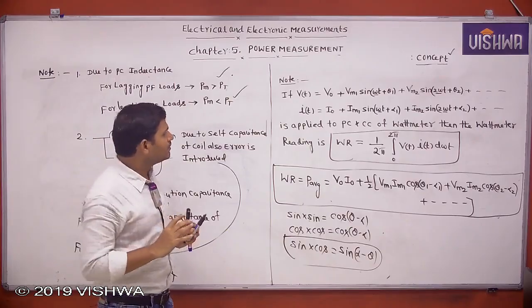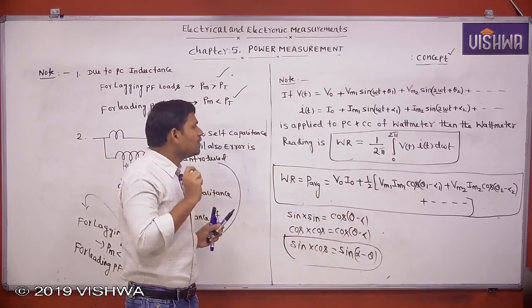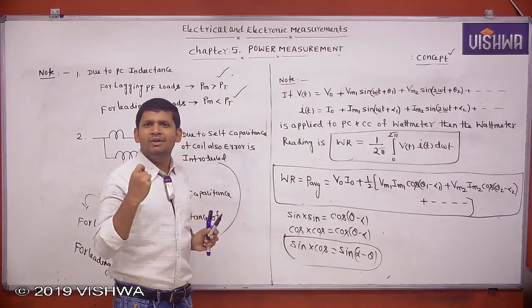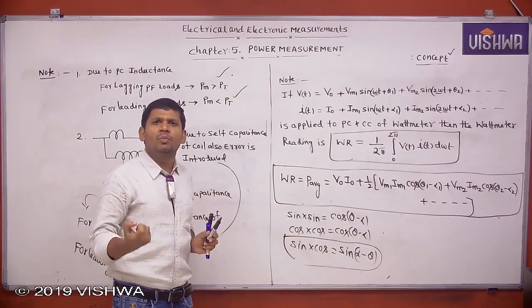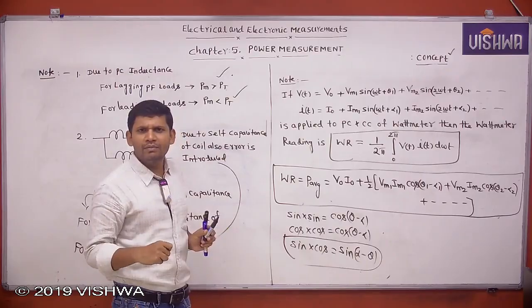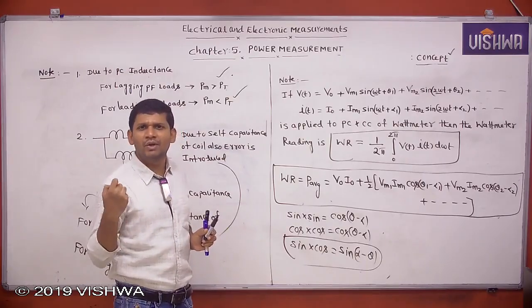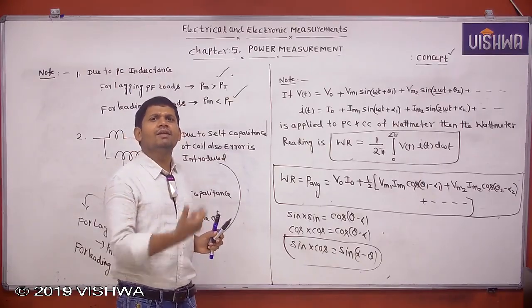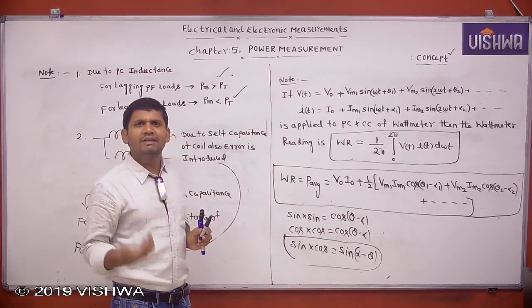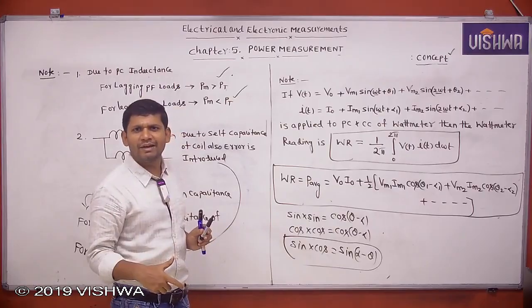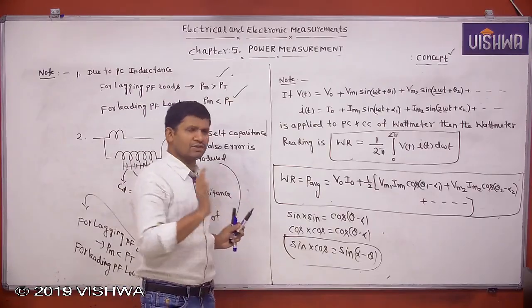With this, how to measure the power using a wattmeter? What is the true power expression? What is the measured power expression? Then measured power is not equal to true power. What is the reason for measured power not being equal to true power? Because of the pressure coil inductance. Then what is the error due to pressure coil inductance? Then how to reduce the error due to pressure coil inductance? All these concepts I discussed.